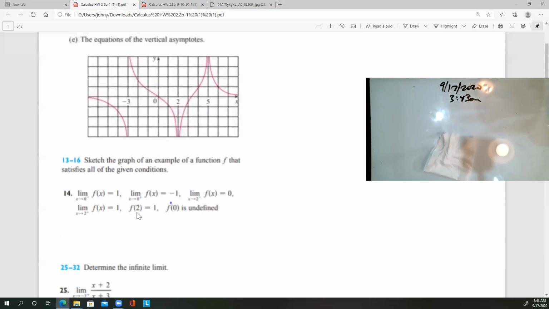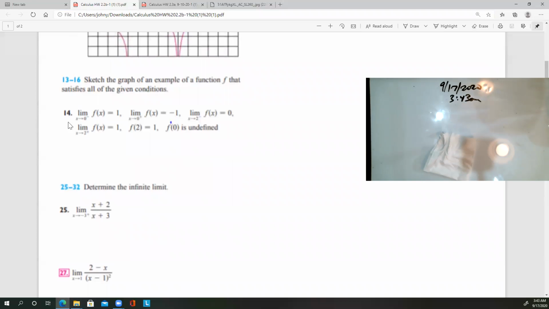Anyways, so let's get another one right here. 13th through 16th, sketch the graph of an example of the function. I'm just going to do every single piece separately, and then you can put them all together. This is a little bit difficult.